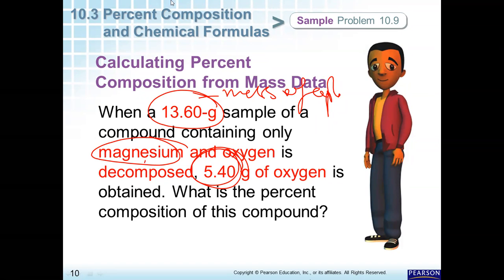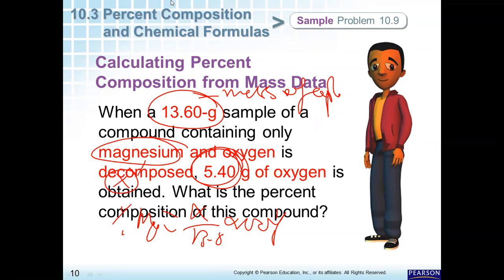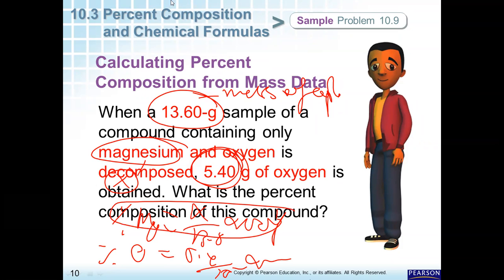Once I have the magnesium, and let's call it X, for example, then the percent composition of magnesium is equal to X divided by 13.6 times 100. Right? For oxygen, it is 5.4 divided by 13.6 times 100, and that's it. Either you can do this, or after you get that for magnesium, or you get that for oxygen, you subtract it from 100. It is the same thing.